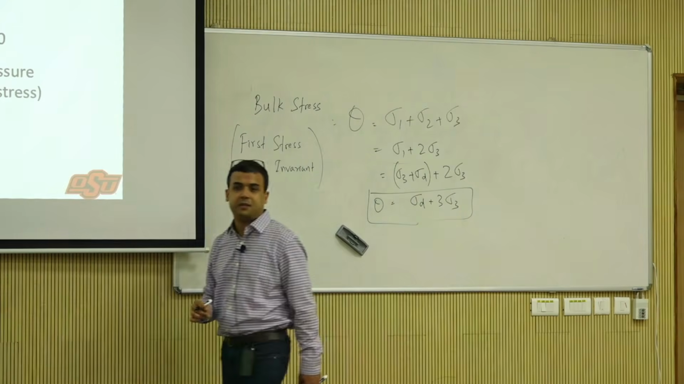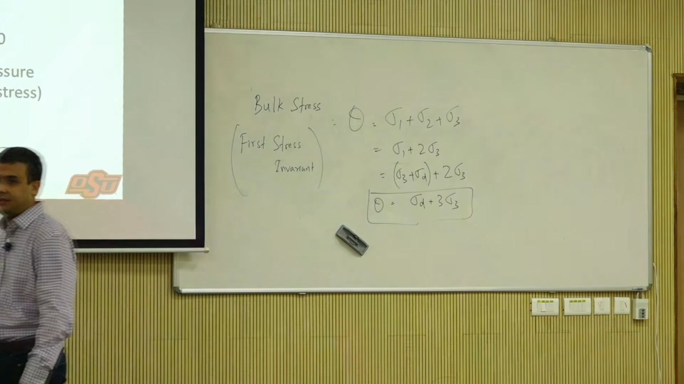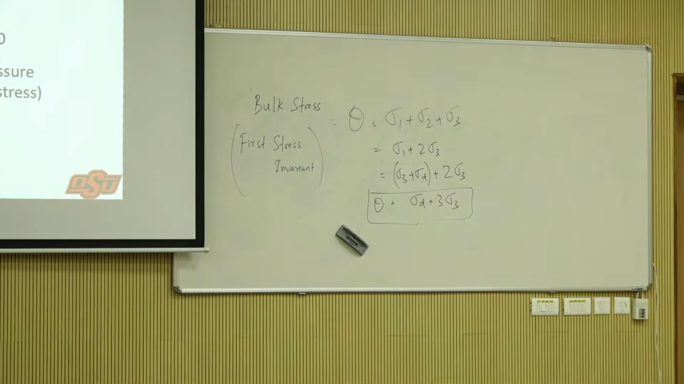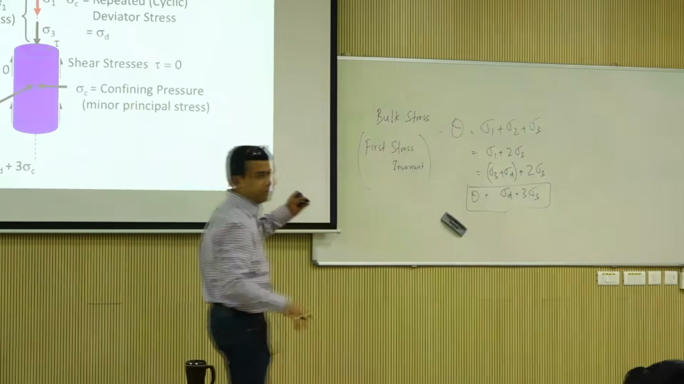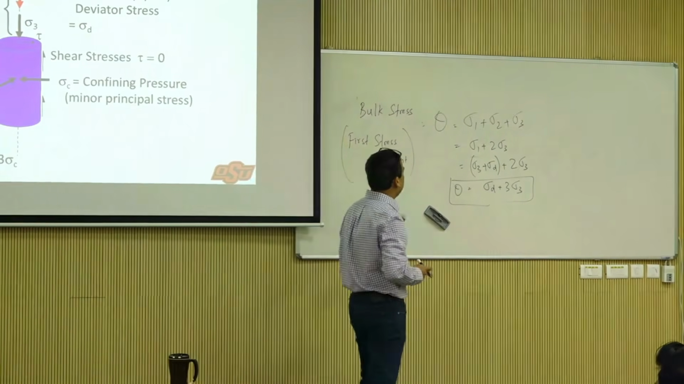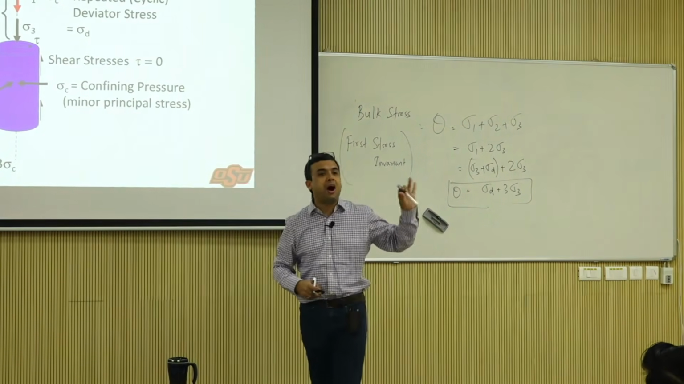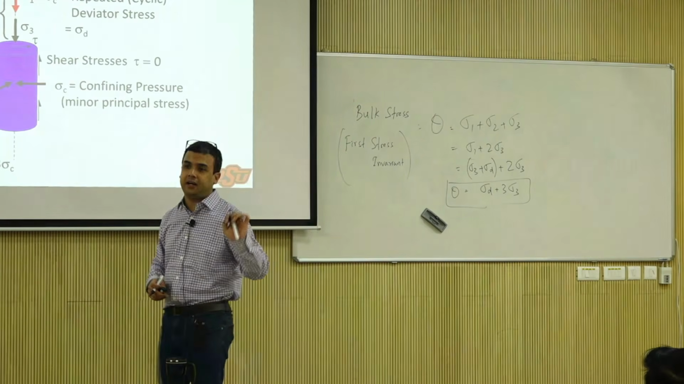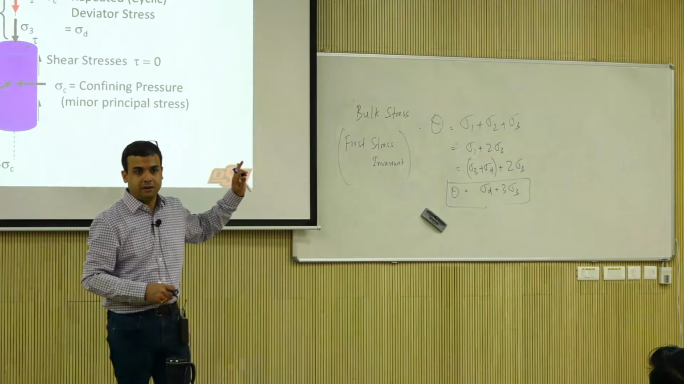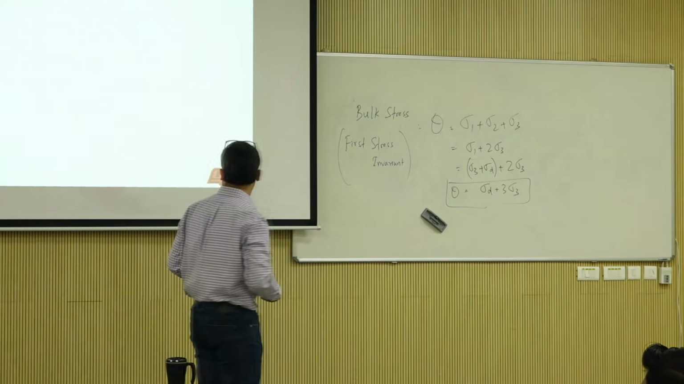Theta is sigma d plus 3 sigma 3. Why am I telling you this? Because this will become very, very useful as we go into the model fitting and everything. It's going to become very, very relevant for you, right? So that's called bulk stress. There is another thing we are going to define called octahedral shear stress, but we'll do that later, when the time comes.